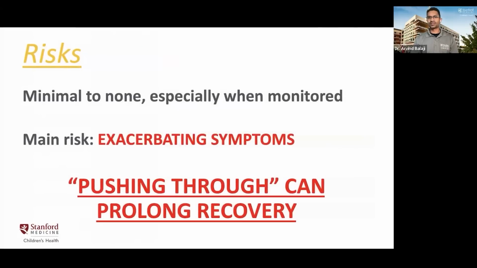Now, the risks of this are quite minimal, especially when your athlete is being monitored. The main risk is that you may exacerbate symptoms. If an athlete is not quite ready to do maximal exertion and they attempt to do so, they're going to feel the symptoms of that, but as long as they have been protected from another head injury, there's no reason to believe that exacerbating symptoms causes any long-term issues.